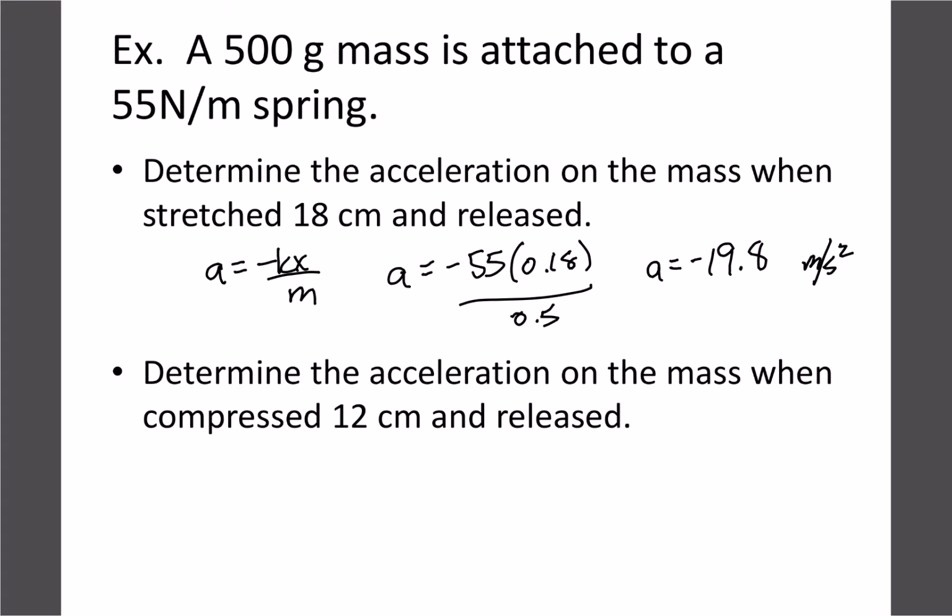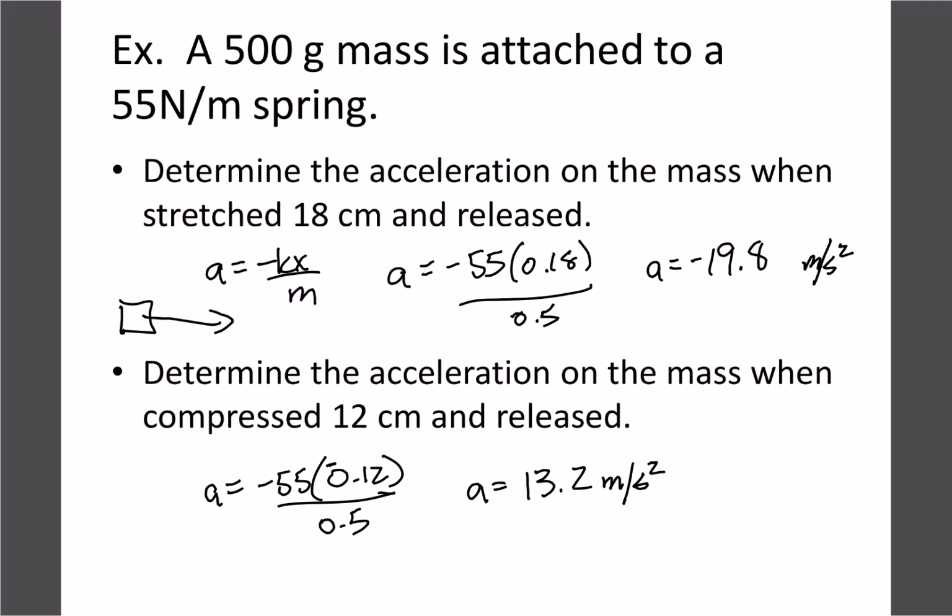So let's try the same thing, but now we're going to compress the spring. It works out pretty much the exact same, except we're going to compress it 12 centimeters. And let's say the stretching distance was positive, so we can indicate the compression as a negative. And divide it out again, so 55 times 0.12 divided by 0.5, that gives us 13.2, and in this case it'd be positive. And that again is just indicating direction. In this first case we stretched it to the right, so our acceleration was to the left. And in this case we compressed it to the left, so our acceleration would be to the right. So the plus and minus is direction only. You don't really need to worry about it too much.